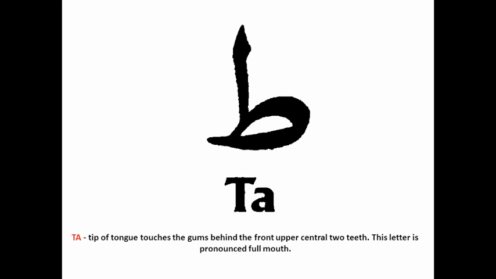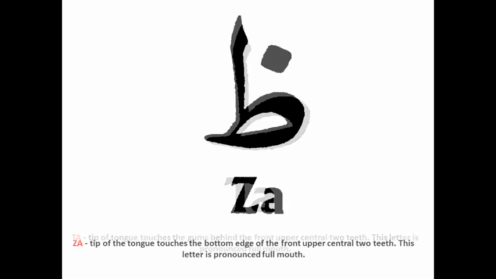I will say each letter 4 to 5 times and you can repeat after me each time. So the first letter today is Tha. Tha. The letter Tha comes when the tip of the tongue touches the gums behind the front upper central 2 teeth. This letter is pronounced full mouth. So one more time. Tha.